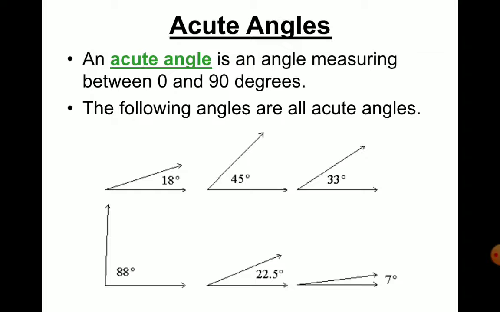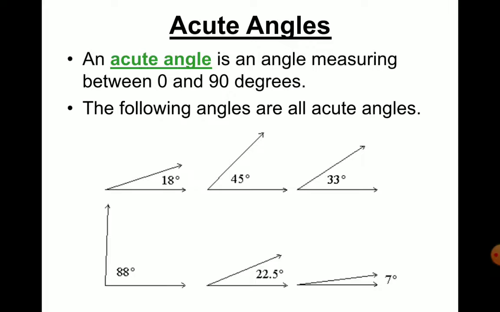The following angles are all acute angles. You can see one is 18 degrees, one is 45, one is 33, and 88. The 88 one looks like an L, but it's not a perfect L. You can't just write an L and say it's 90 degrees. 90 degrees is a right angle, and we're going to discuss the right angle later. This one is 88 degrees. There's also 22.5 and 7 degrees.